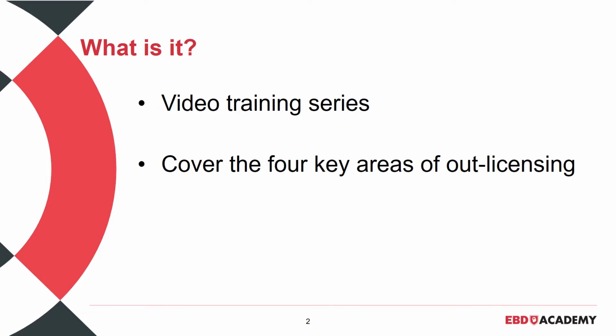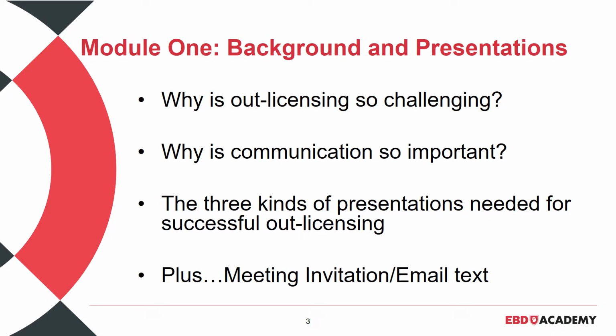This is a video-based training series where we will cover the 4 key areas of out-licensing, and it's divided into 4 modules. Module 1 is called Background and Presentations, where we'll talk about why out-licensing is so challenging so we can begin to understand what the problems are in out-licensing. We'll address the question as to why communication is such an important piece of out-licensing.